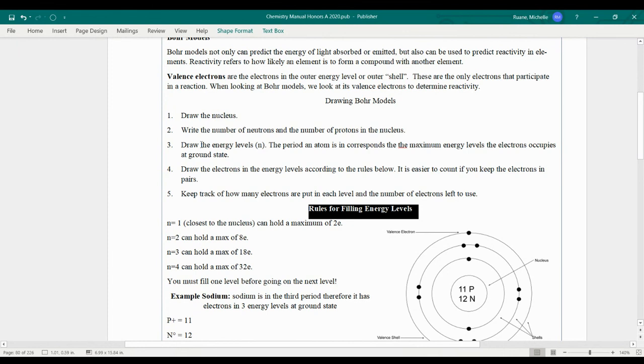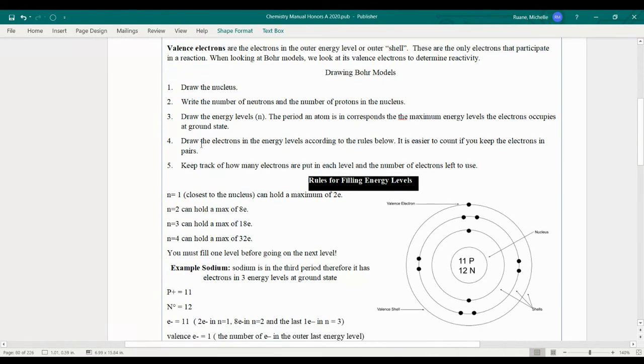Your principal quantum number is your energy level. And you'll notice on the left side of your periodic table, you have numbers going down. Those also correspond with our periods. Our periods are energy levels.